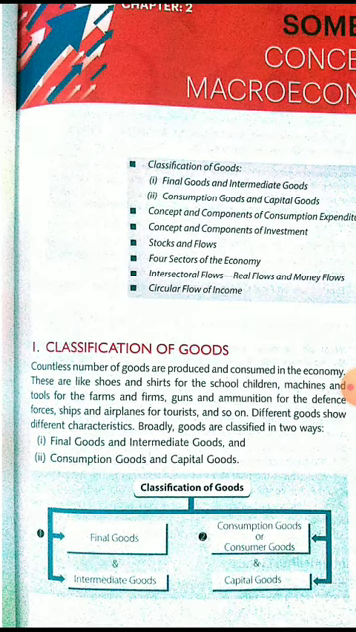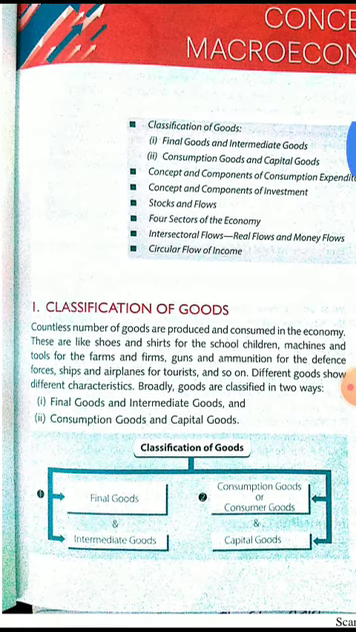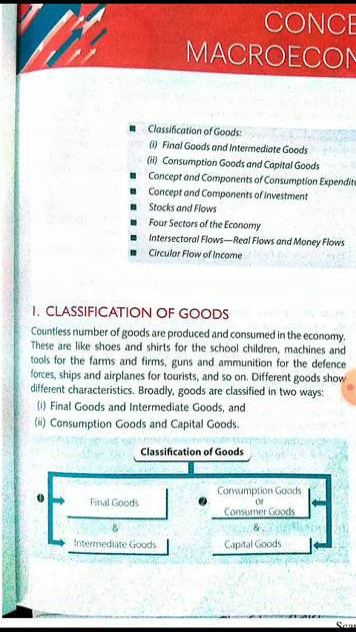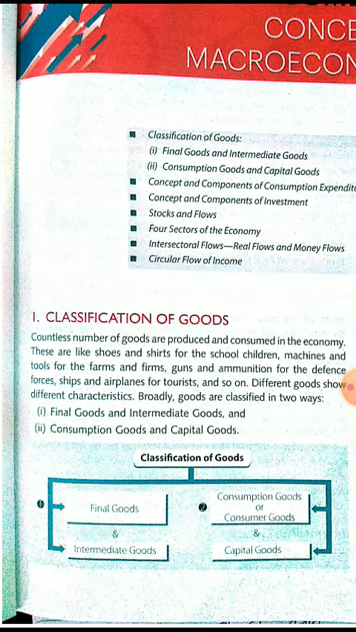So how can goods be classified in economics? There are many ways in which you can categorize goods and types of goods. But in economics, there are certain criteria on which we have to classify the goods. In general, goods can be classified in many ways as per their uses, but broadly in economics, goods are classified in two ways: final goods and intermediate goods.